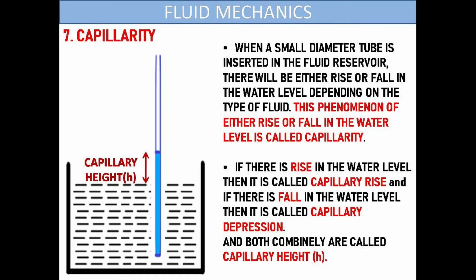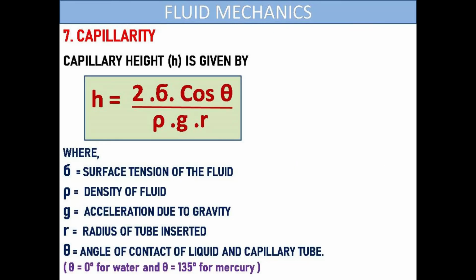If the density of fluid is less, then we see rise in the water level, and if the density of fluid is more, then we see fall in the water level. Capillary height is calculated by the formula 2 sigma cos theta by rho g r, where sigma is surface tension of the fluid, rho is equal to density of fluid, g is acceleration due to gravity, r is radius of tube inserted, and theta is angle of contact of fluid with capillary tube. Theta is taken as 0 degrees for water, and 135 degrees for mercury.